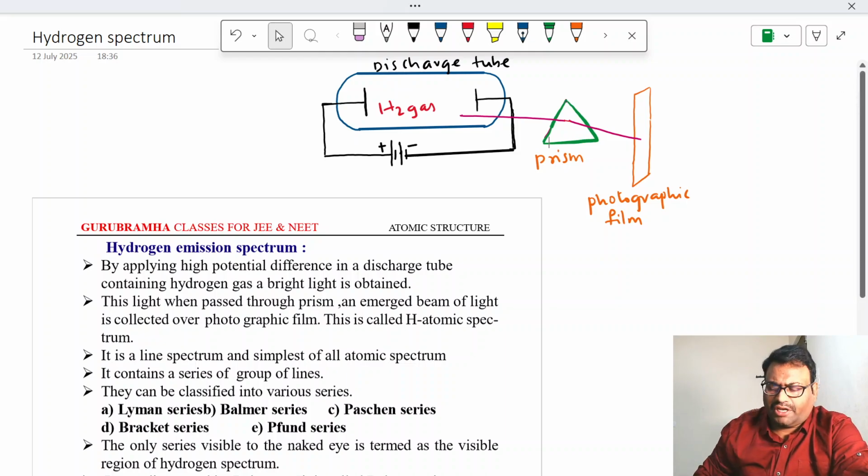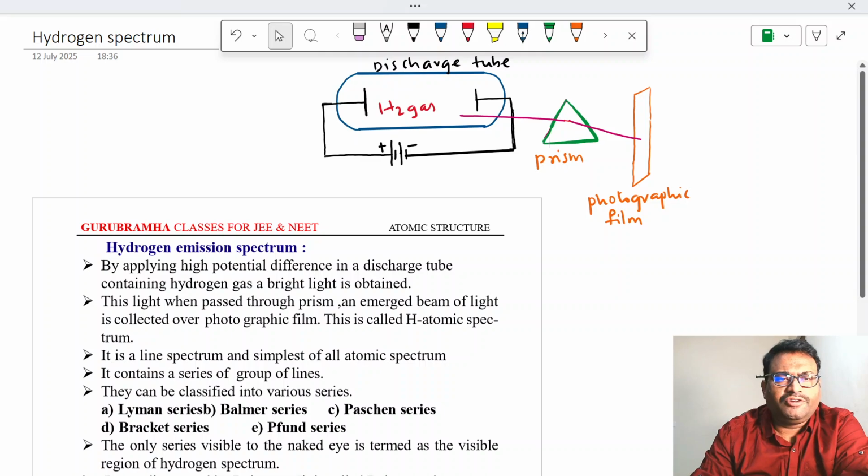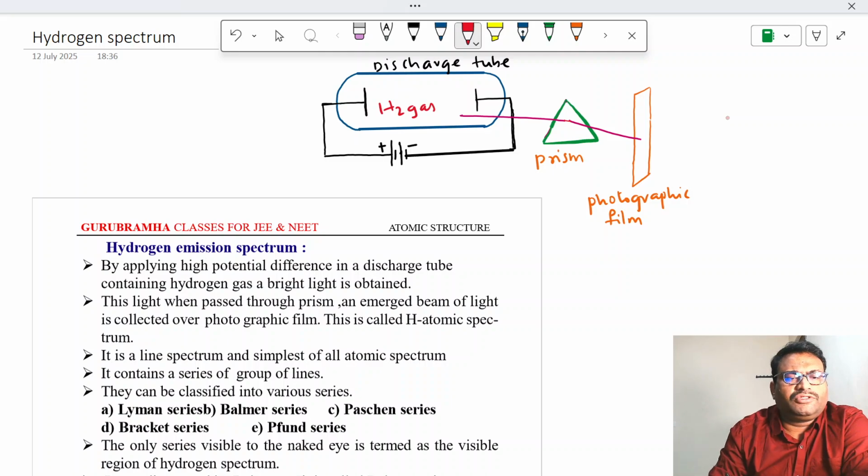Today's topic is hydrogen spectrum from the chapter atomic structure. Niels Bohr was awarded the Nobel Prize for explaining this hydrogen emission spectrum. As he explained the hydrogen spectrum successfully, he was awarded the Nobel Prize.